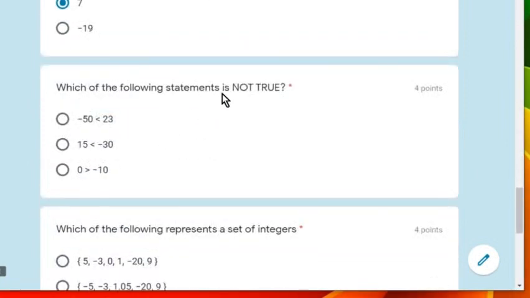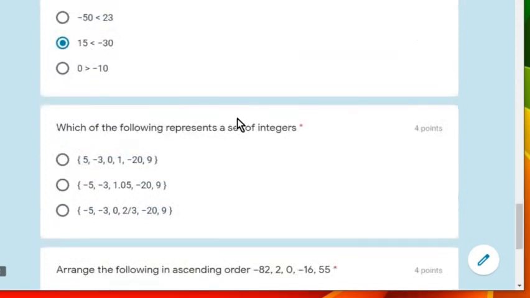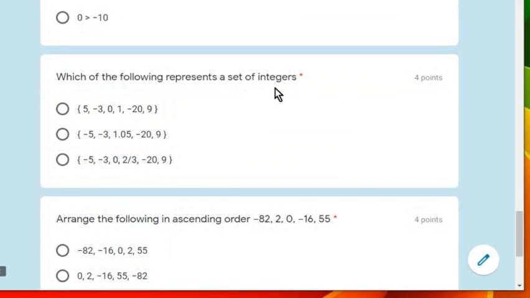Which of the following statements is not true? Negative 50 is less than positive 23. That is true. 15 is less than negative 30. That is not true. Okay, so that would be the answer. 0 is greater than negative 10. That is true.